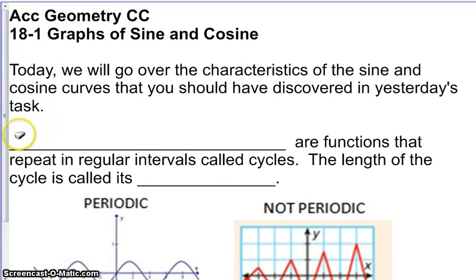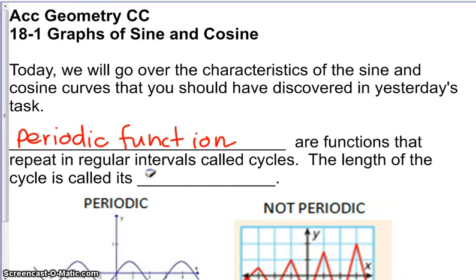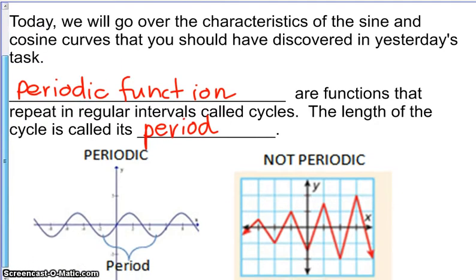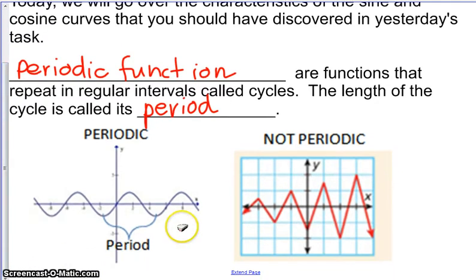So the first thing we're going to look at is a periodic function. A periodic function is a function that repeats in regular intervals called cycles. Both sine and cosine are considered periodic functions. The length of the cycle is called its period. So below I have two pictures for you. These are examples of periodic functions.